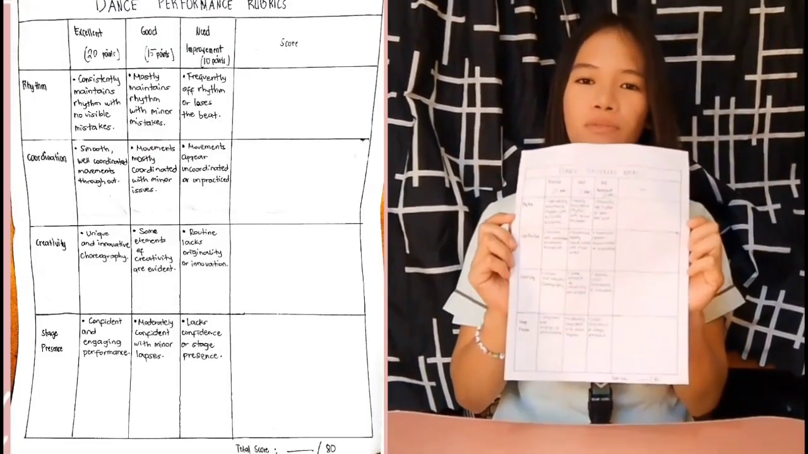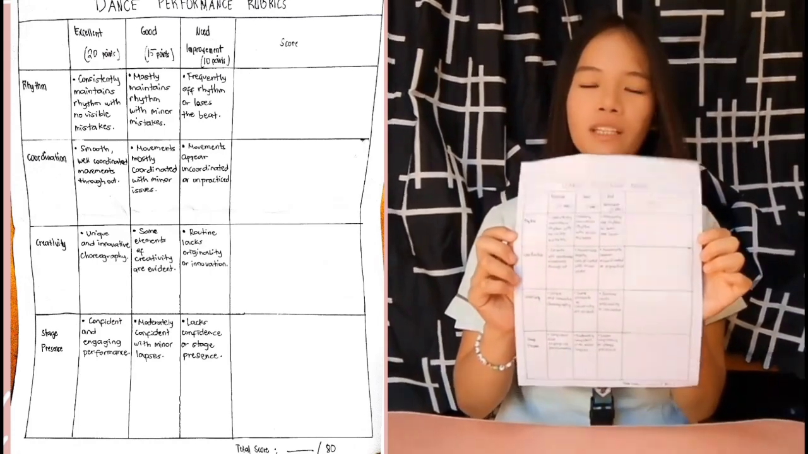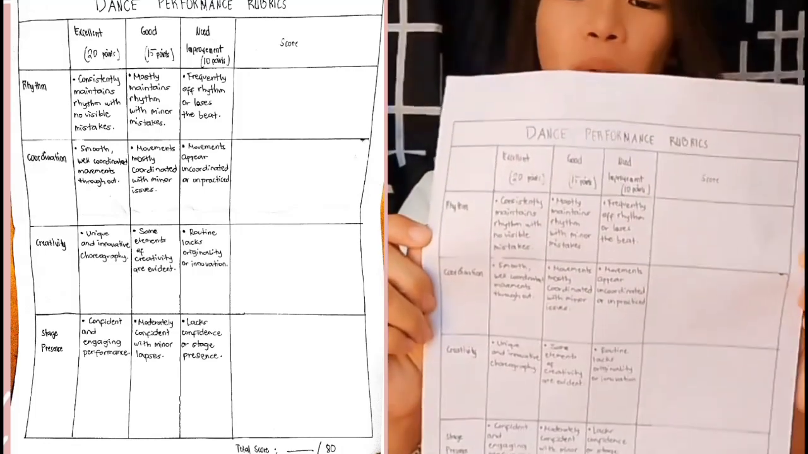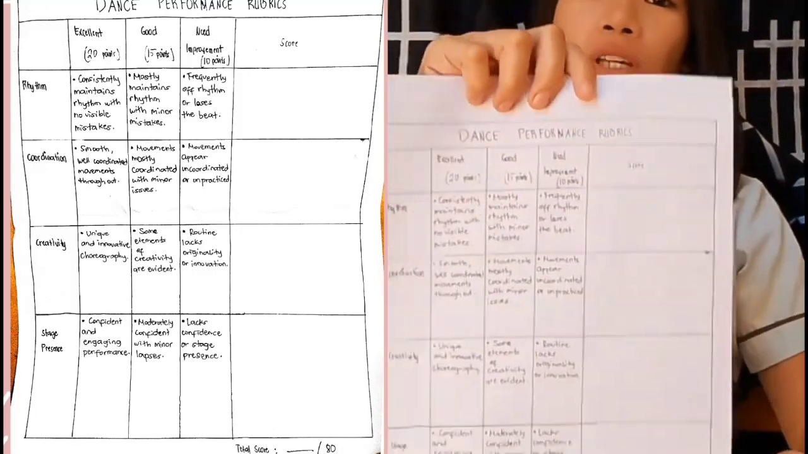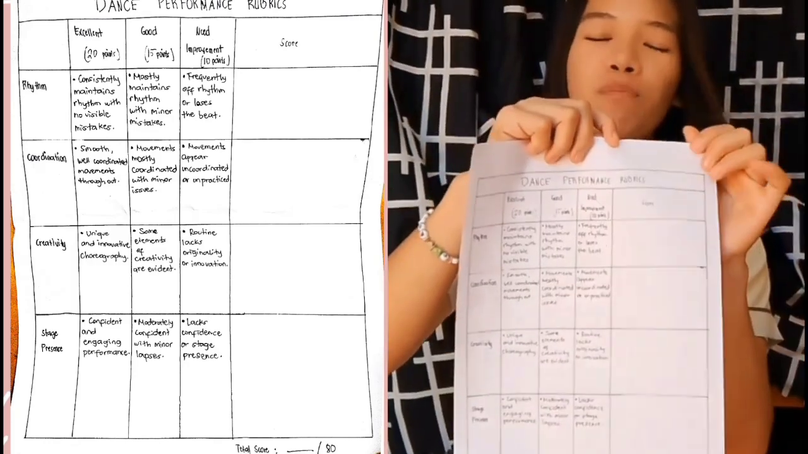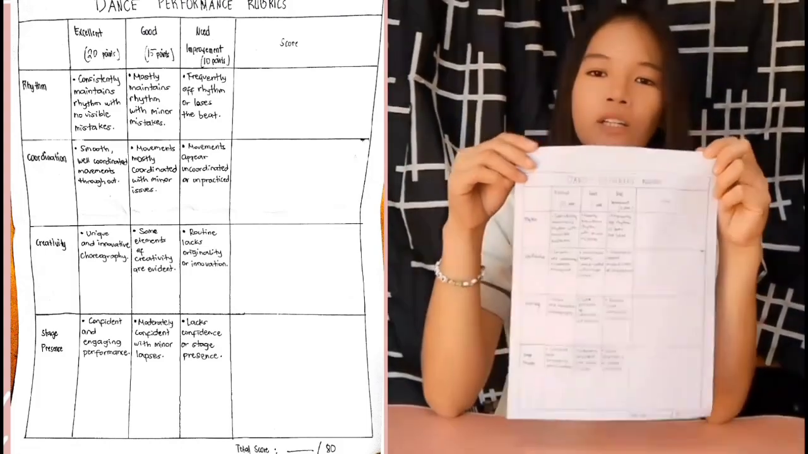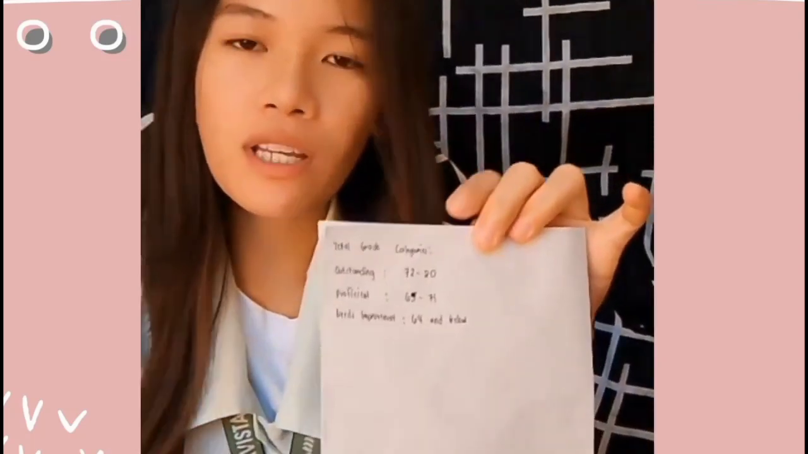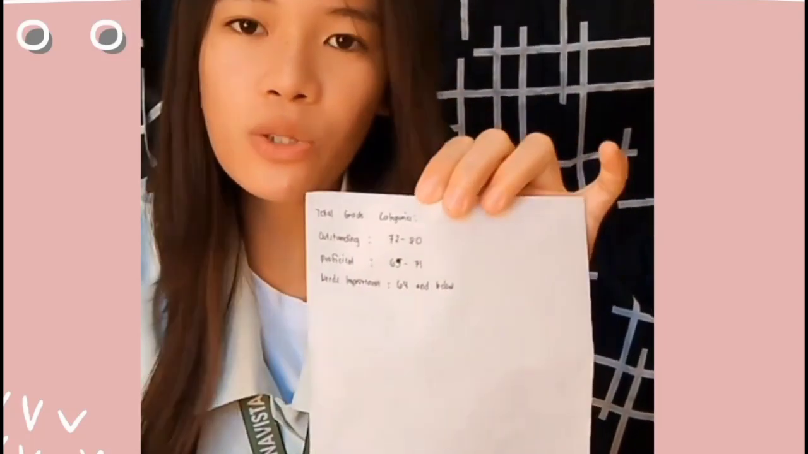So, this is the final output that we have constructed. This is an example of the analytical grading rubric. This is the one you will use to grade your students' performances. And after you give points to your students, you will tally their scores.